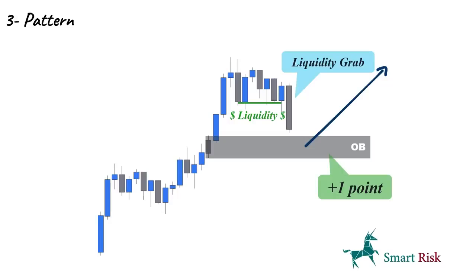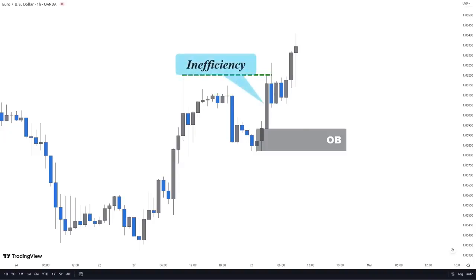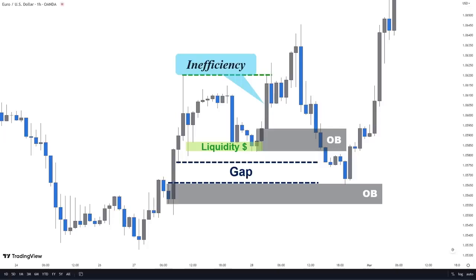So let me show you some real chart examples to highlight the point. Here we have euro-dollar in a 1-hour time frame. We can spot this valid order block that created inefficiency and break of structure, but looking at the left side, we can spot the support that rejected the price multiple times. So, there is a lot of liquidity gathered below this level. Also, we have gaps exactly under this zone and another valid order block. So there is a high chance for the price to break below this liquidity zone, fill the gap, and continue pushing up when it taps into the second order block.